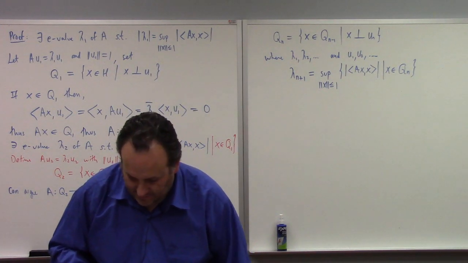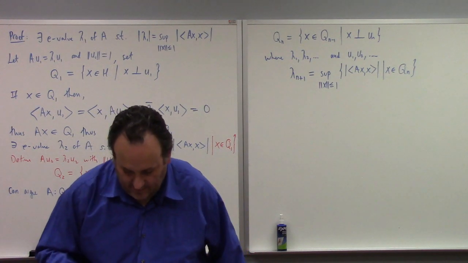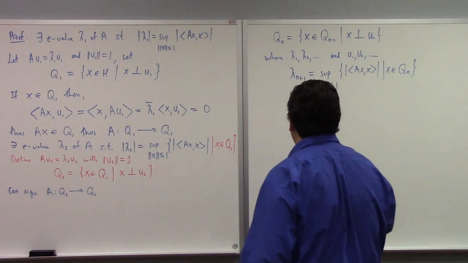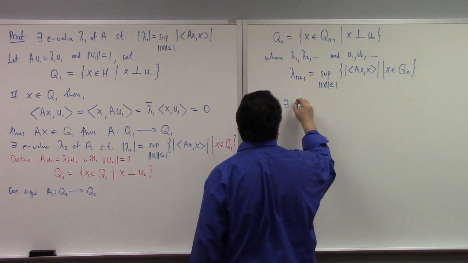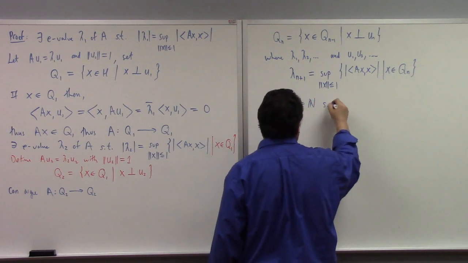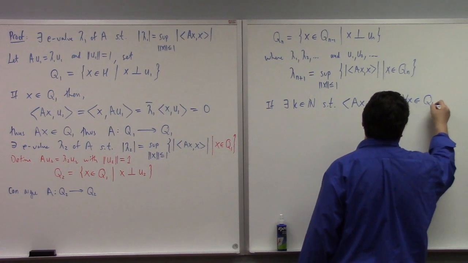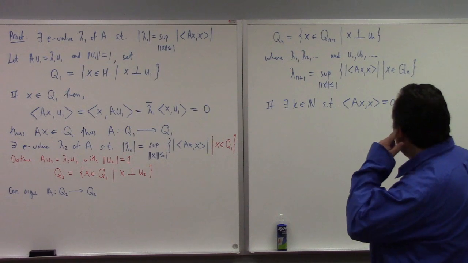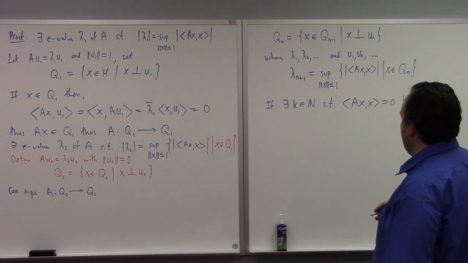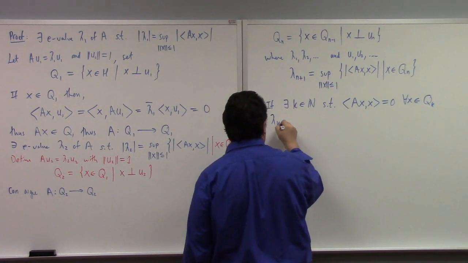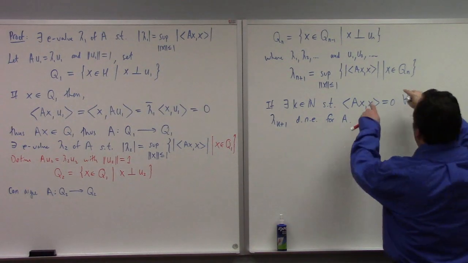All right, fine. This procedure can terminate after a finite number of steps. Indeed, it can happen that there's a positive integer k such that Ax is equal to 0 for every x in Qk. So then, there exists k in the natural numbers such that the inner product of Ax with x is equal to 0 for all x in Qk, right? That could happen, right? And if that happens, then that means that lambda k plus 1 does not exist, right?